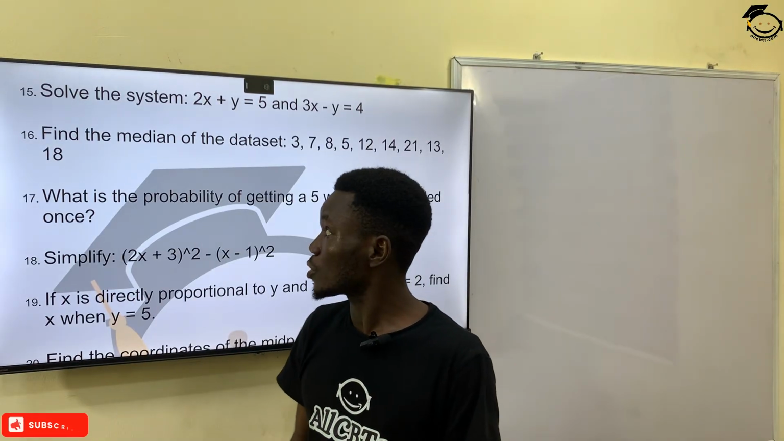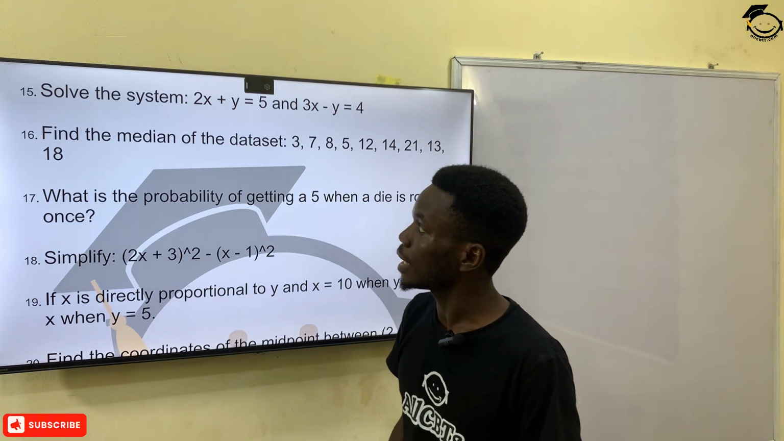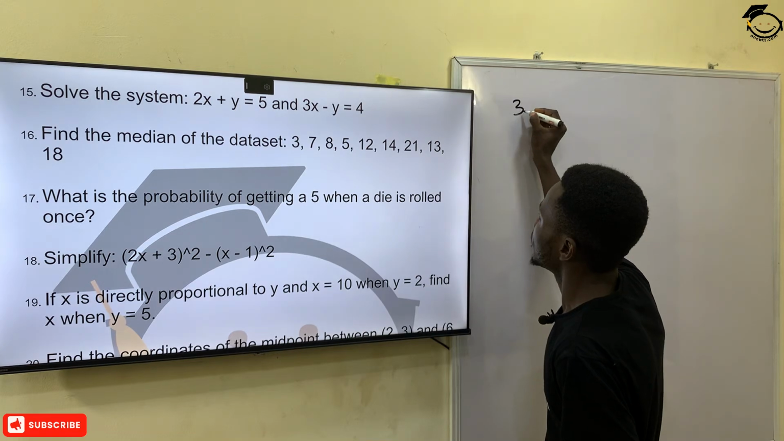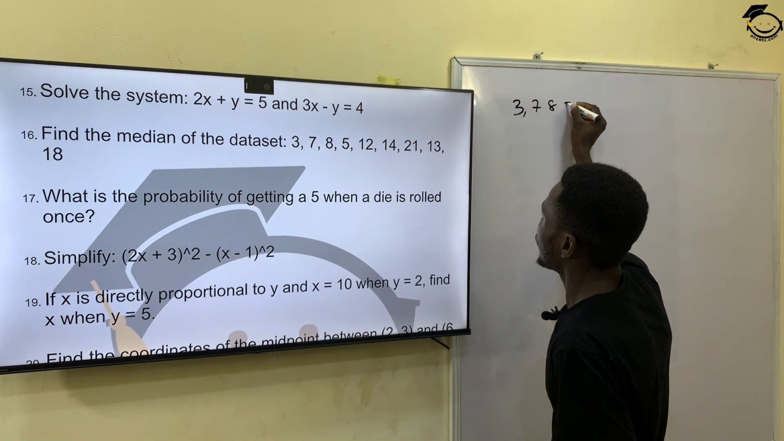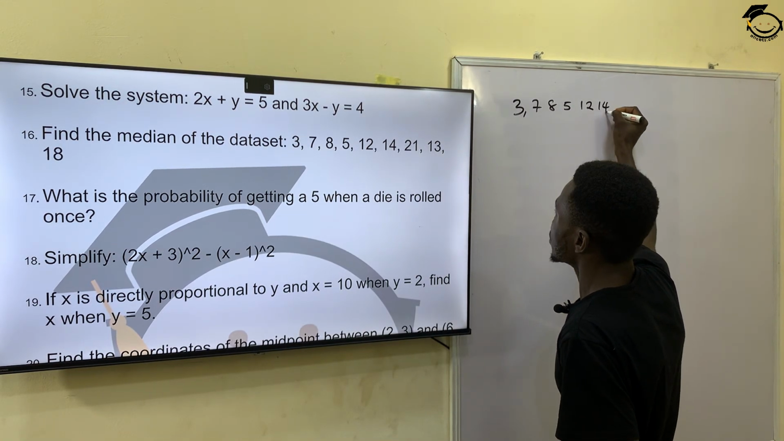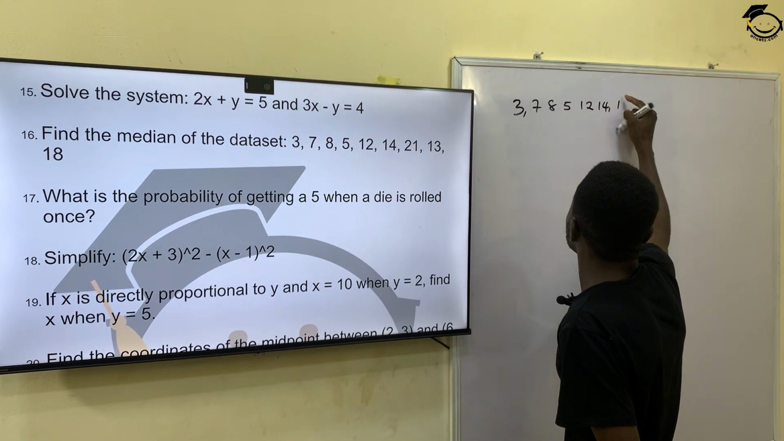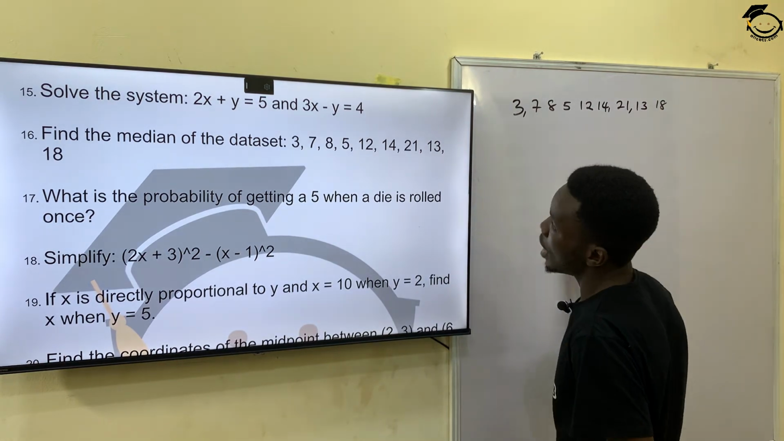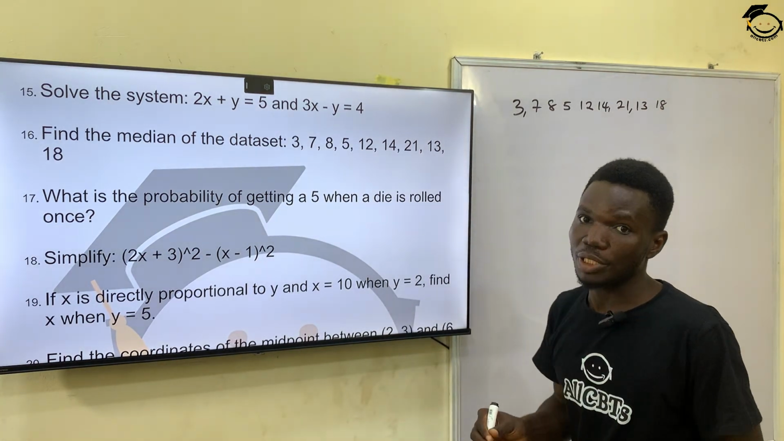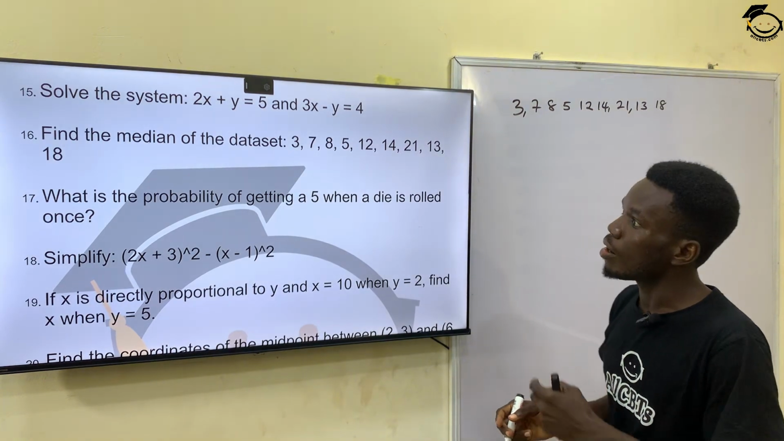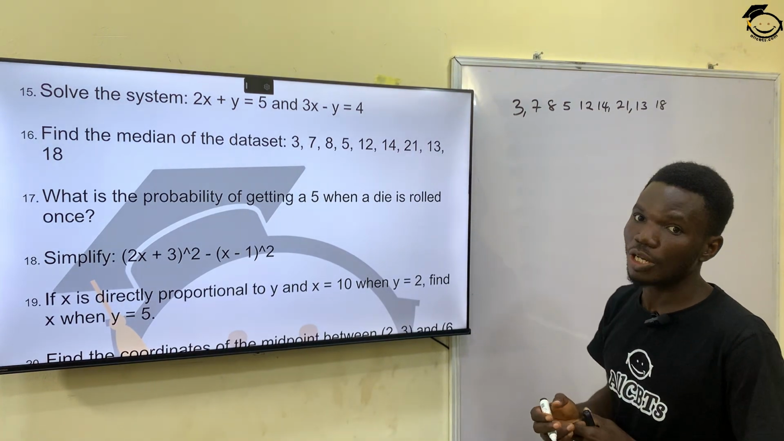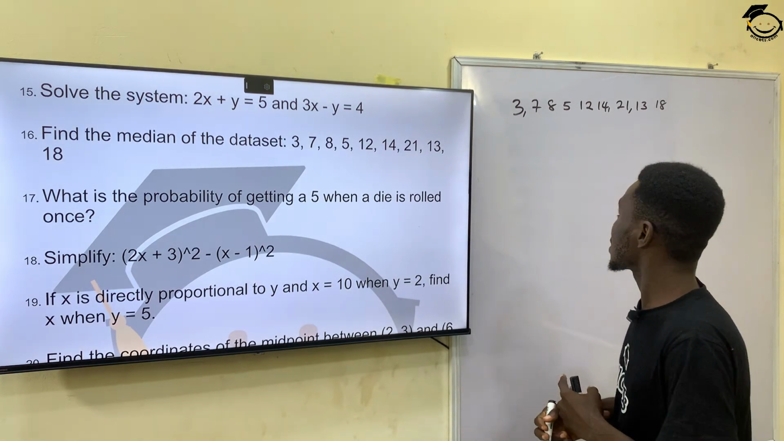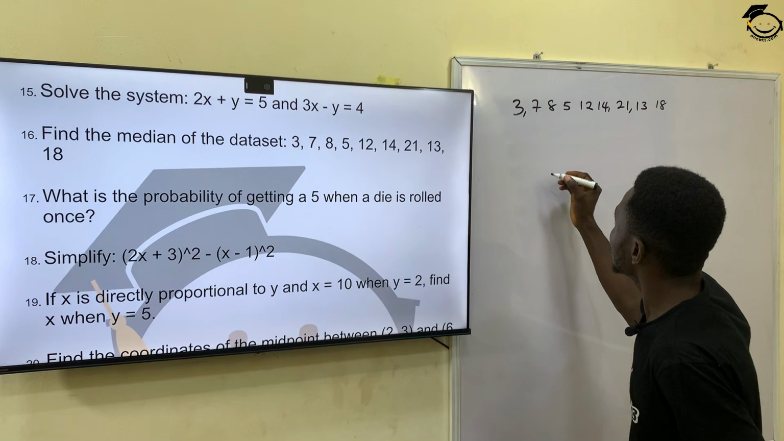So that is the next question, which is question number 16. It said, find the median of the data set. So we have a data set 3, 7, 8, 5, 12, 14, 6, 21, 13, and 18. And we're asked to find the median. Now, for you to find the median of a set of ungrouped data like this, the first thing you have to do is arrange them either in descending order or ascending order. So let's arrange in ascending order.